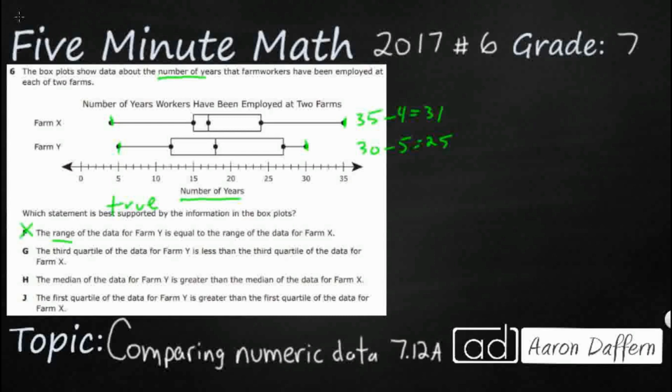But that's the beauty of putting both of these on the exact same scale at the bottom, is you can visually see, even if you didn't want to do any subtraction, that they're not equal. Farm X has got a larger range. Pretty significantly large as well, 6. All right, G, let's look at that.